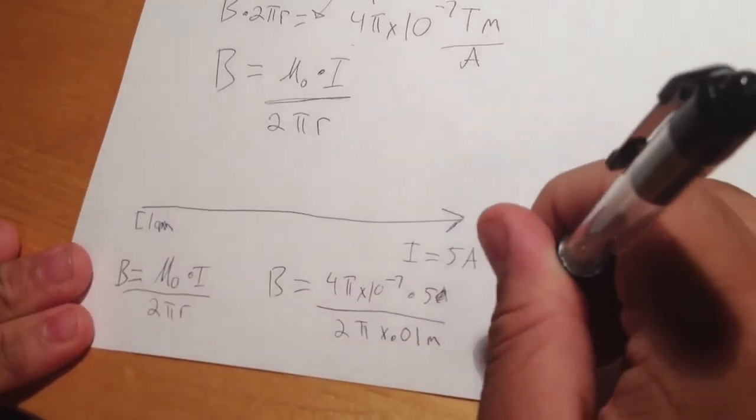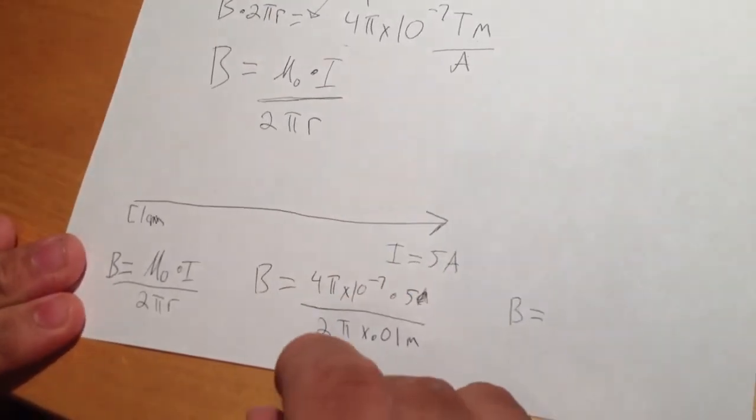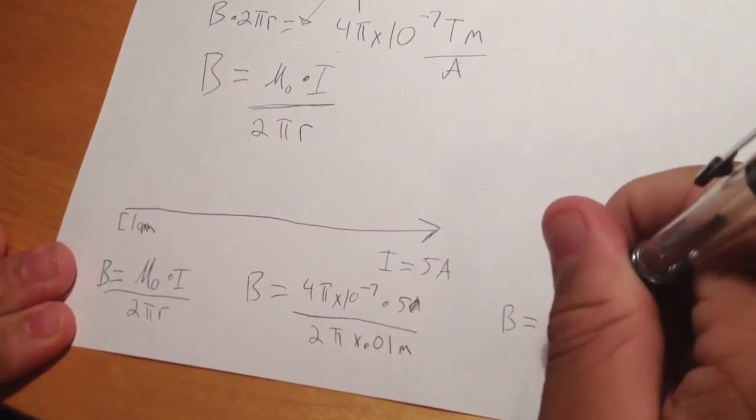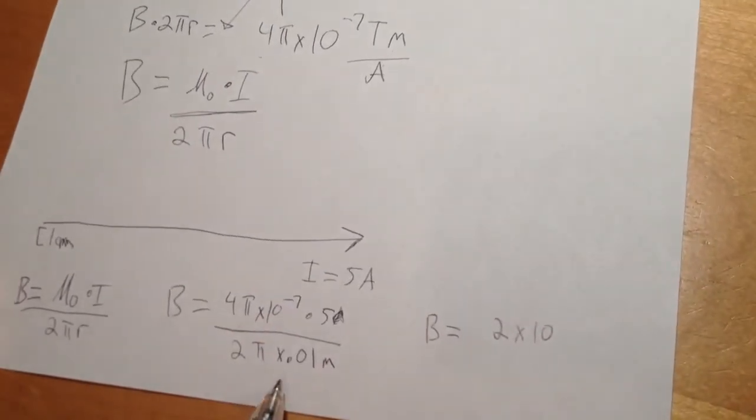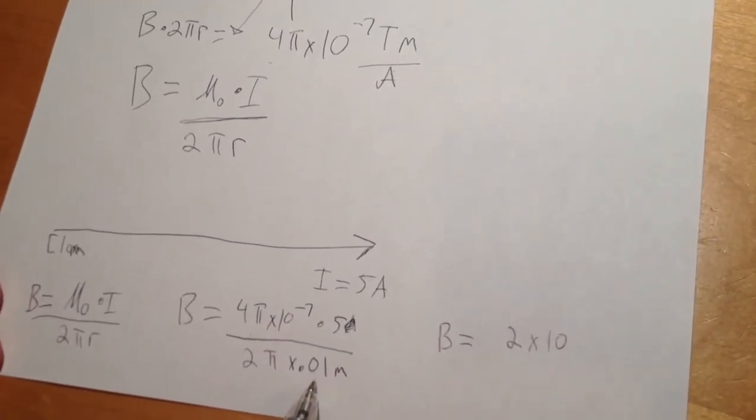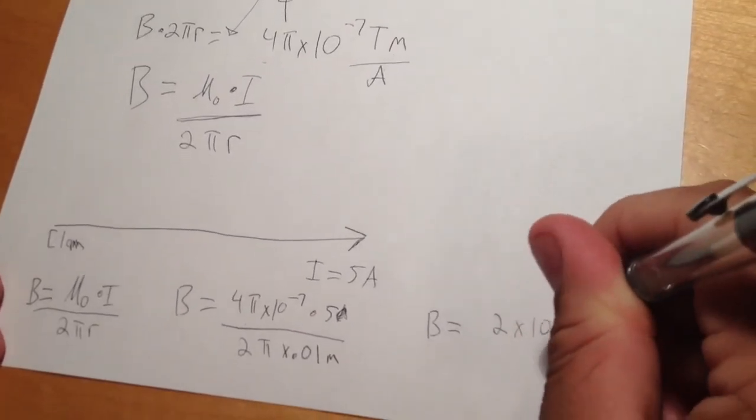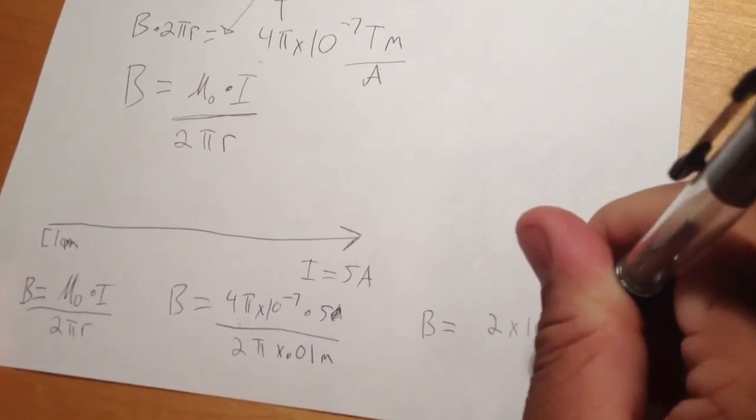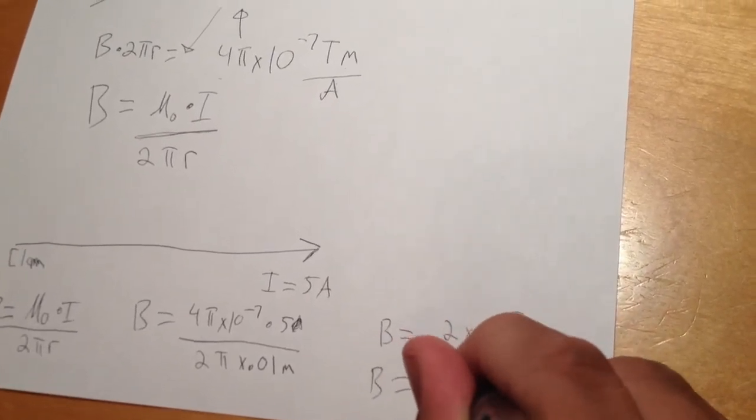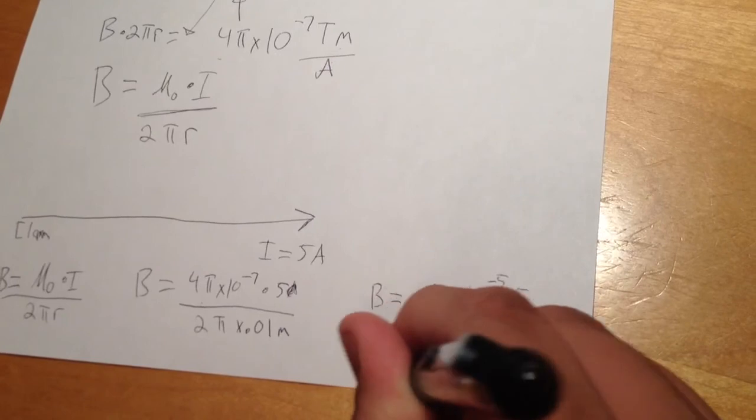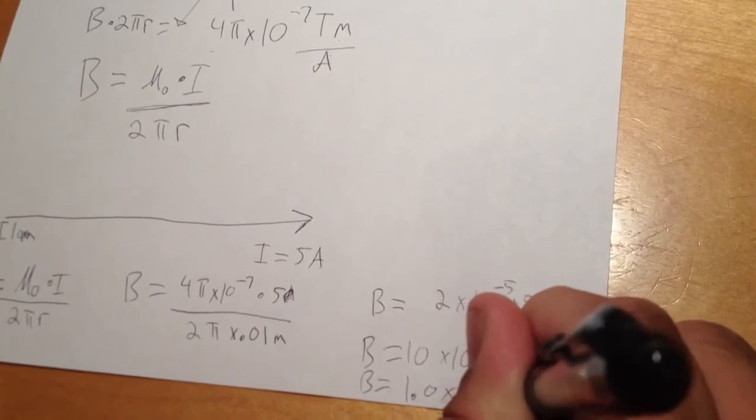Alright, so now let's simplify this further. We can cancel out the 2 pi with the 4 pi, and we're left with 2 times 10 to the negative 7, but the 0.01 is really 10 to the negative 2, so we can rewrite this as 10 to the negative 5 times 5. So we have B is equal to 10 times 10 to the negative 5. B is equal to 1.0 times 10 to the negative 4 Tesla.